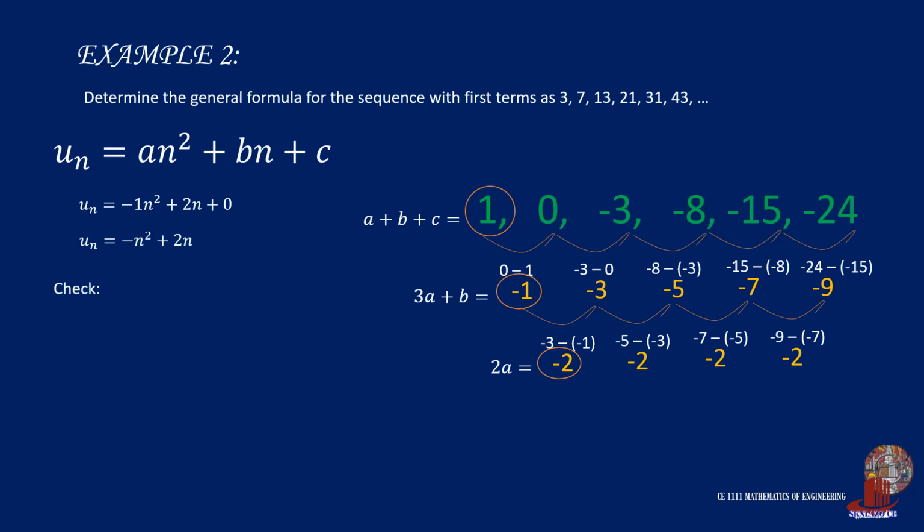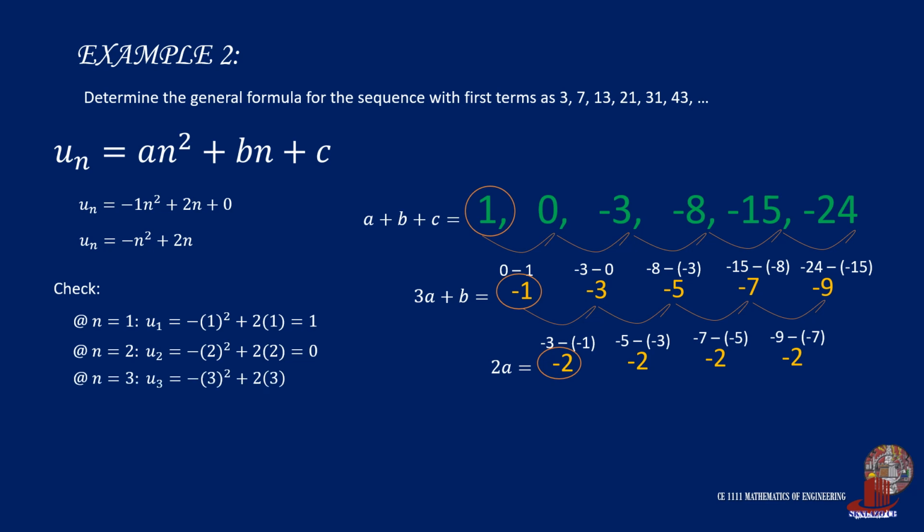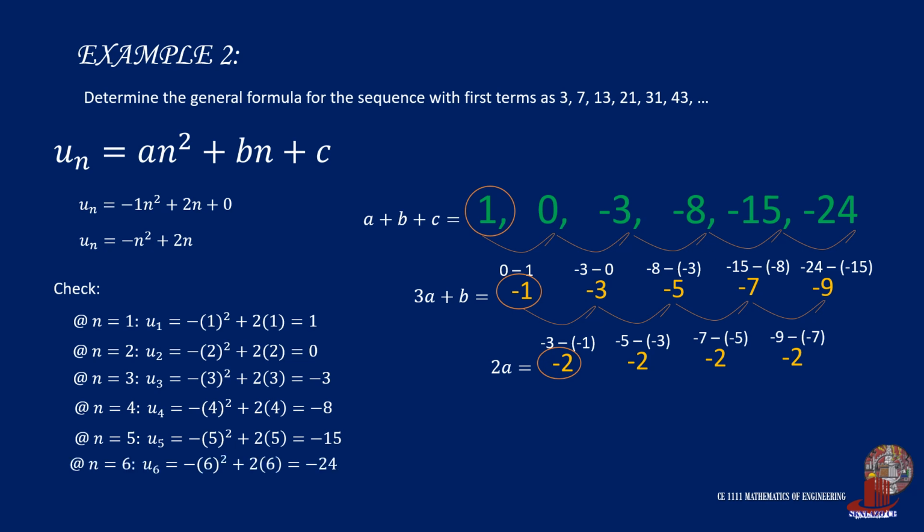Check the validity of the equation by plugging in n values, so start with n equal to 1, giving u sub 1 as 1. At n equal to 2, u sub 2 is -2 squared plus 2 times 2 to give 0. Then at n equal to 3, u sub 3 is -3 squared plus 2 times 3, which is equal to -3. With n equal to 4, u sub 4 is computed as -8. Then with n as 5, u sub 5 is -5 squared plus 2 times 5, giving -15. Then with n equal to 6, u sub 6 is -6 squared plus 2 times 6, giving the last term as -24. Having coincident values for the terms confirms that the equation for the sequence is indeed -n squared plus 2n.